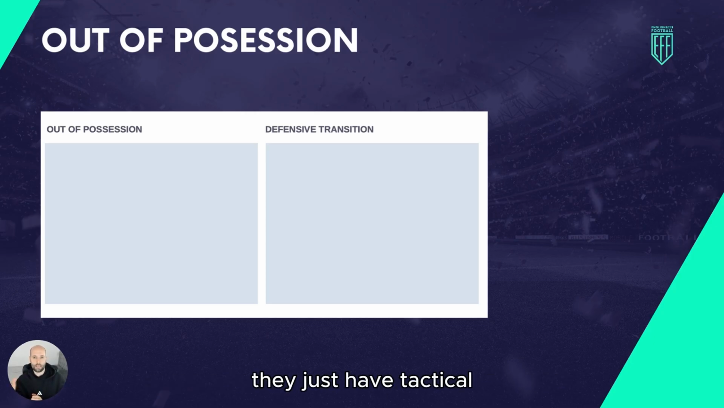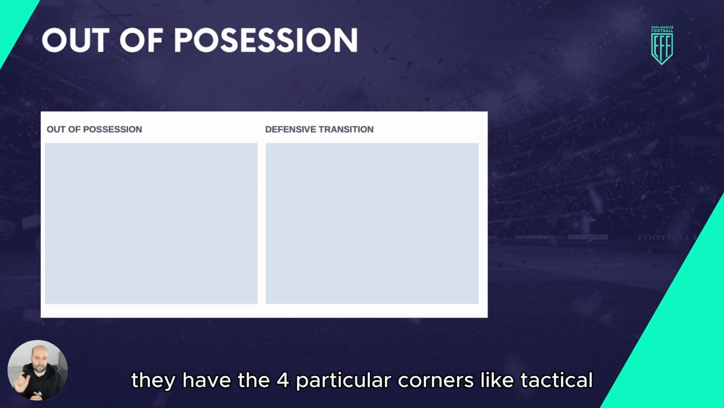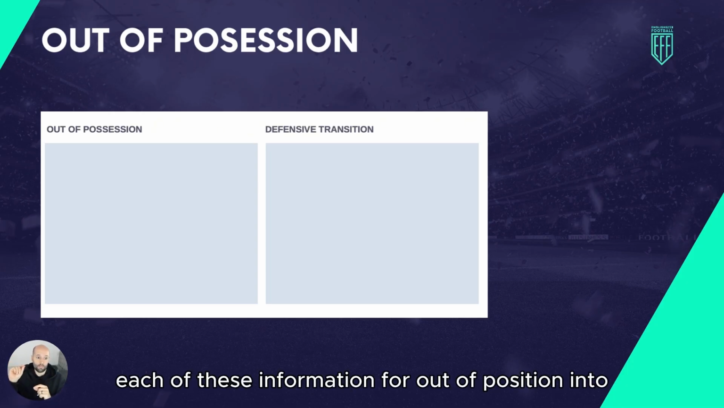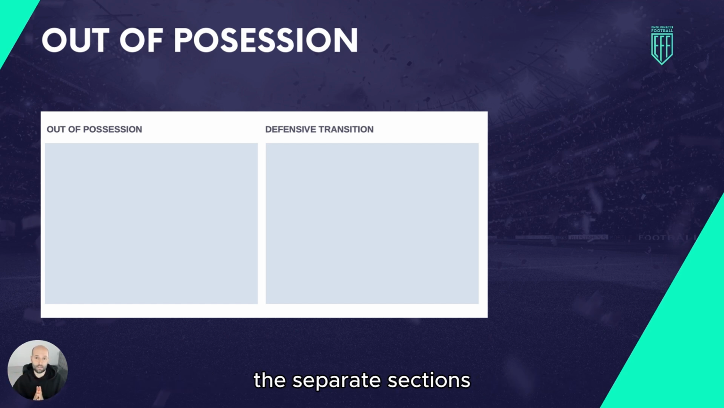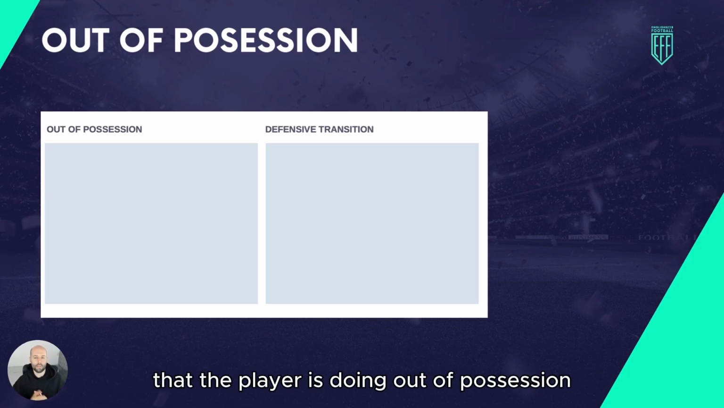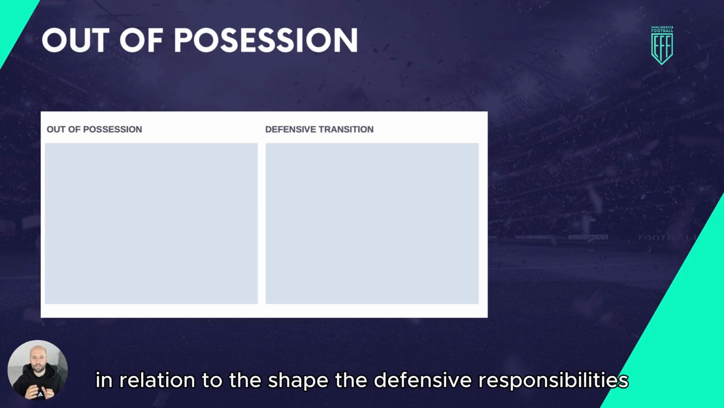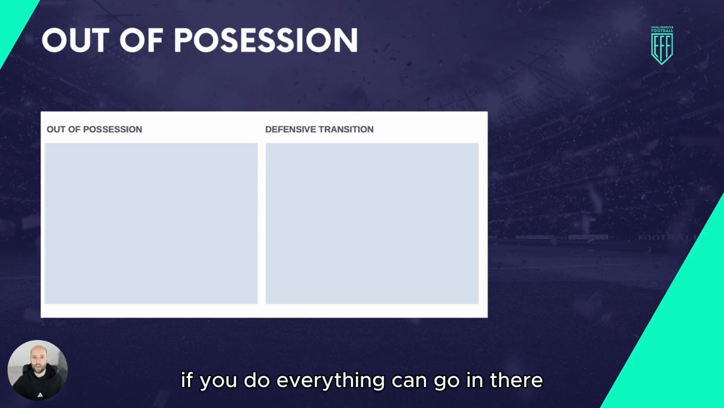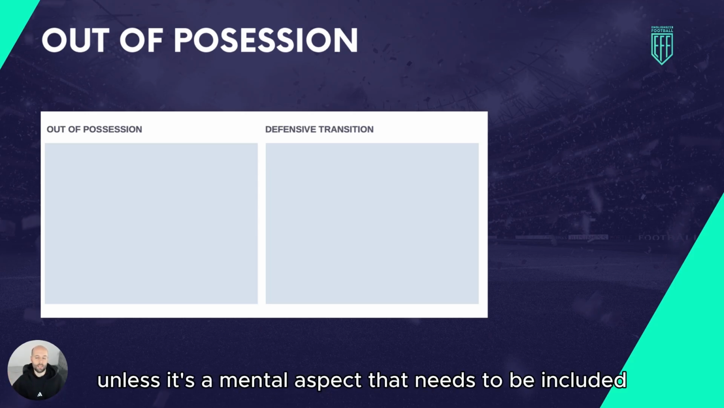They just have tactical. They have the four particular corners like tactical, psychological, etc. And you can put each of this information for out of possession into the separate sections. But some like to have a real deep analysis. And when they do that, they want to know everything that the player is doing out of possession in relation to the shape, the defensive responsibilities, many other factors. You may just see tactical. If you do, everything can go in there, I think, unless it's a mental aspect that needs to be included.